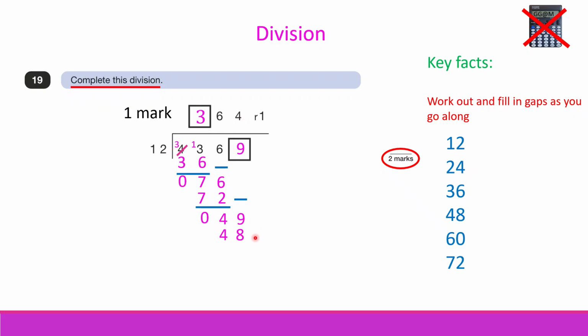I'm just going to carry on to show you why it works. Then when I subtract them, 9 take away 8 gives me 1, which is my remainder 1. 4 take away 4 is 0, which is irrelevant. We don't need to really worry too much about that. But this remainder 1 is the number underneath.